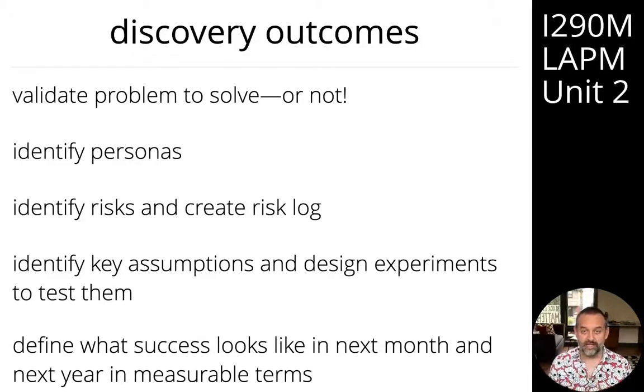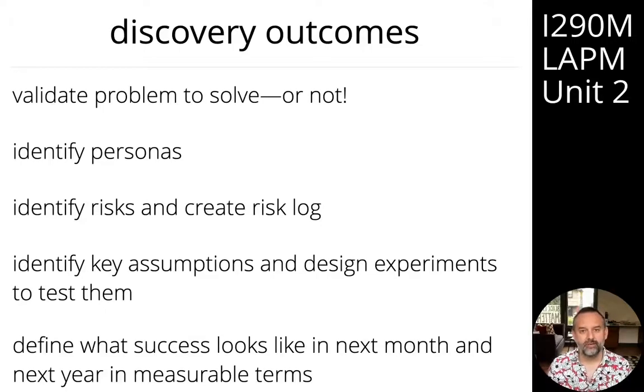We're going to secondly identify personas. What kinds of people are the customers or the users for our products? Third, we're going to think about risks. What are the major risks? And then go through that process of doing risk discovery that we talked about in Unit 1. Fourth, and critically, we're going to identify the key assumptions that we're making when we're thinking about our risks and validating our product. And then we're going to design experiments to test those risks.